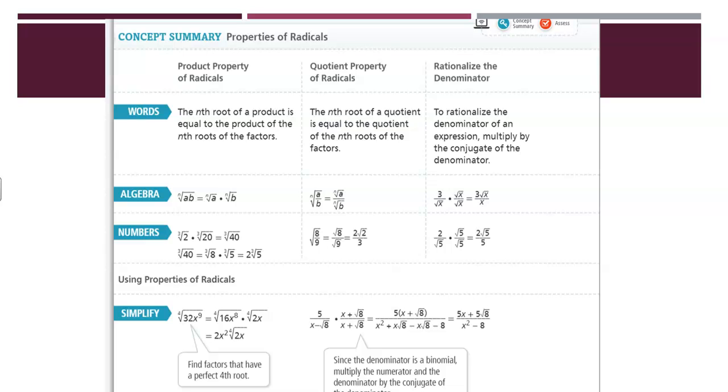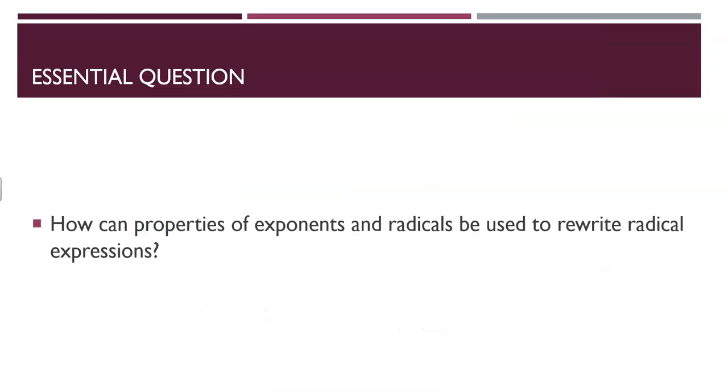Here's a huge summary of everything we did for this section. A lot of detail in here. Finding the product of radicals, the quotient of radicals, and all the different properties and how to rationalize a denominator, and then some examples there. You can look through those, take a picture, pause it, and just look through some of those and write some of those examples down for your notes.